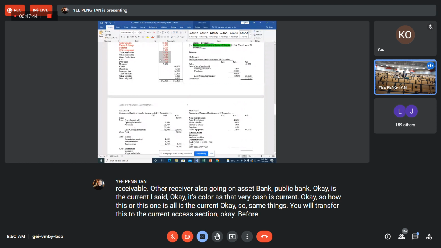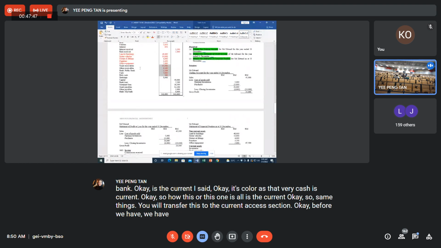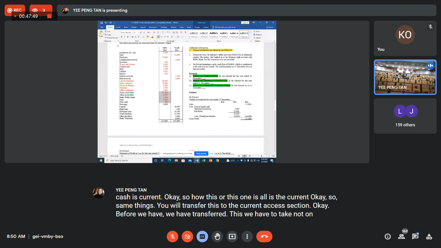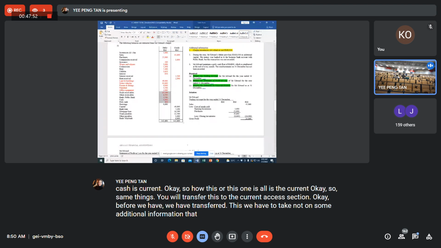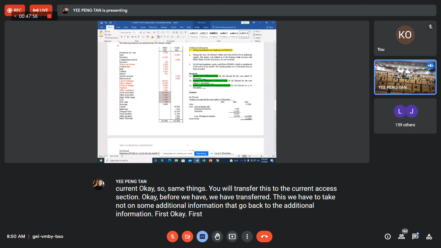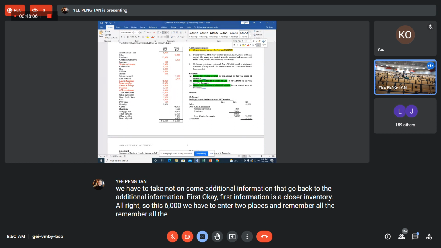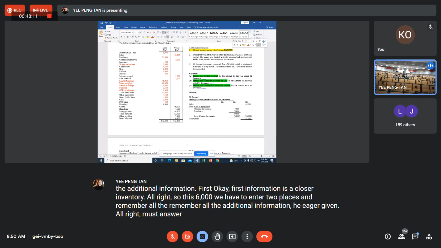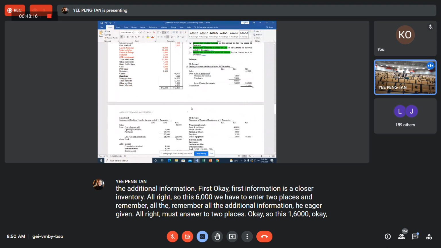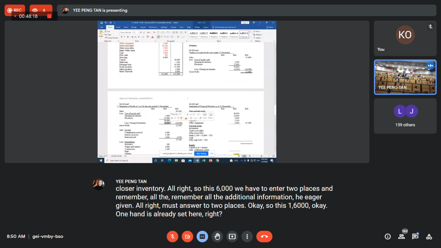Okay, before we transfer this, we have to take note of some additional information. Go back to the additional information first. First information is the closing inventory. All right, so this 6,000 we have to enter in 2 places. Remember all the additional information figures given must be entered in 2 places. Okay, so this 6,000, one time is already settled here, right? It's already entered here.